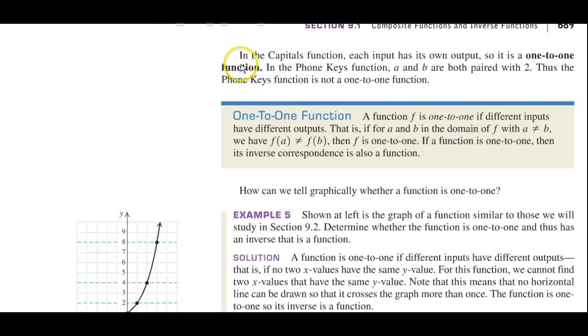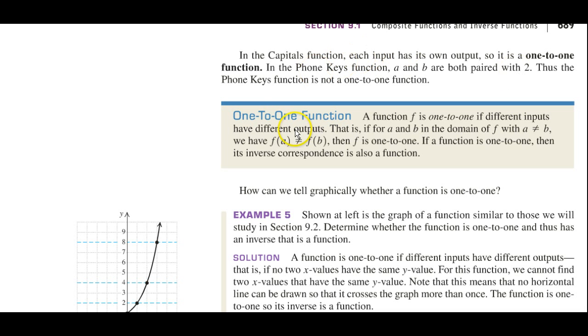And taking it just a little bit further, when we talked of the capitals, each input has its own output, so it is what is called a one-to-one function. In the phone keys, that is not a one-to-one function because A and B were both paired with the 2. It was still a function, but not one-to-one.